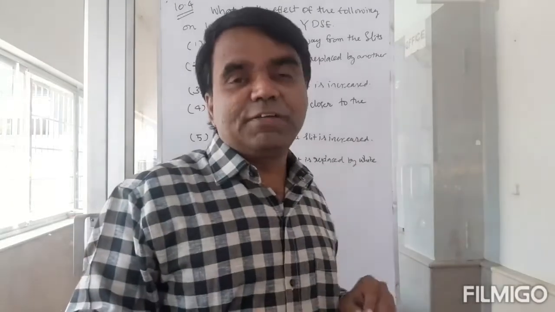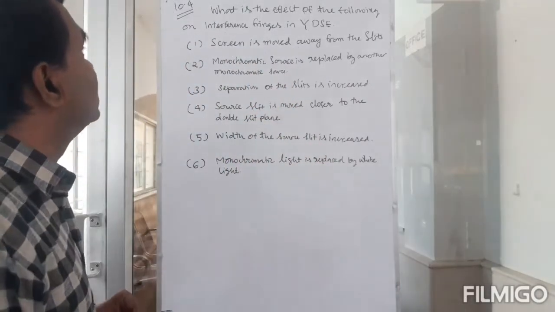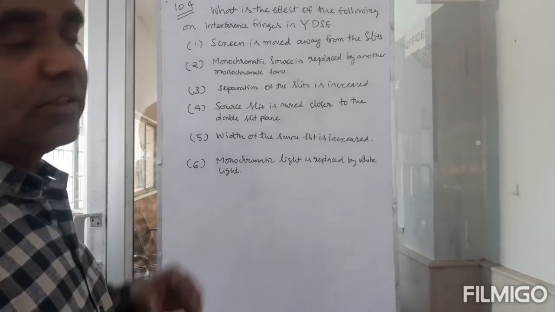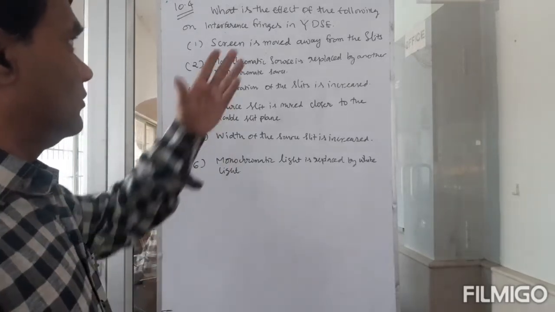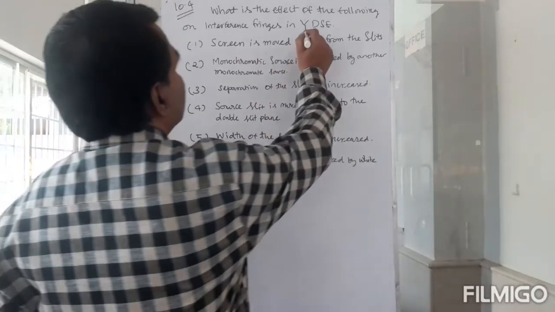Okay, let's do 10.4. I've written 10.4 on the board. Let's read that. What is the effect of the following on interference fringes in Young's double slit experiment? YDSE is Young's double slit experiment.